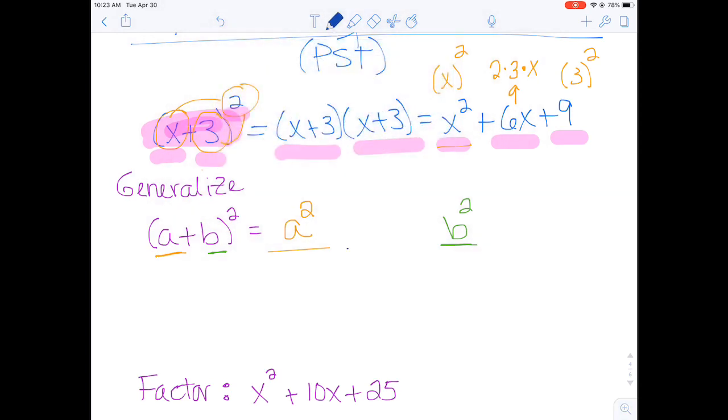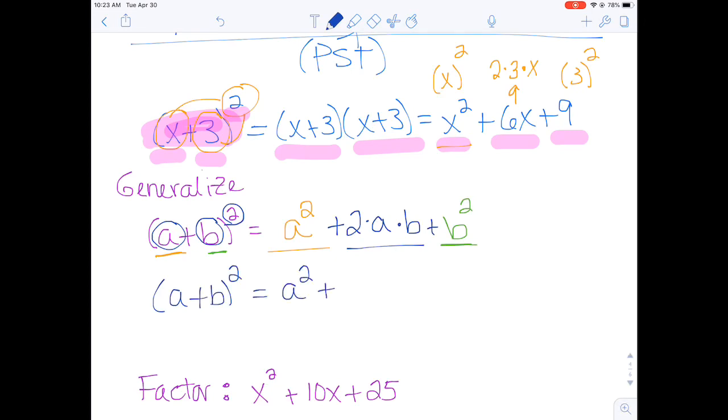To get the middle piece, and it's a plus here, so I'm going to use a plus when I write it down, 2 times the first thing times the second thing. So 2 times a times b. And then the last term is always positive, so I'm going to leave it as a plus b squared. Anytime you square a number, it's positive. So this is our simplified version. When we have a plus b squared, you can rewrite that as a squared plus 2ab plus b squared. So that's the shorthand for multiplying it out.